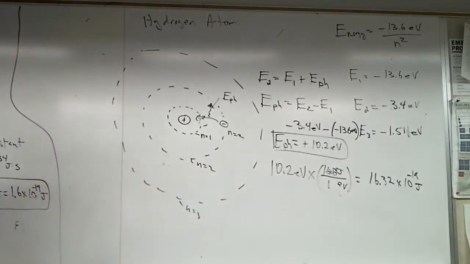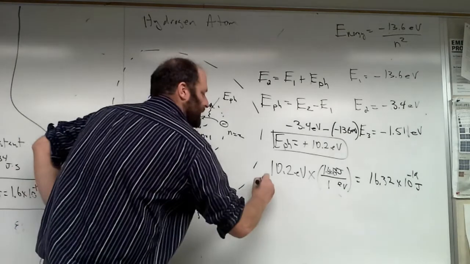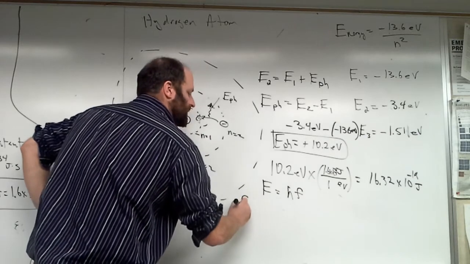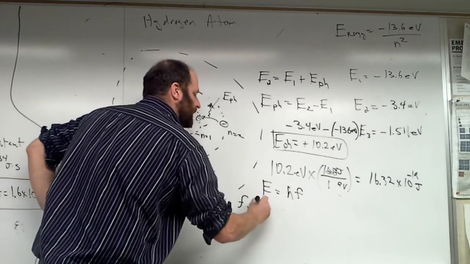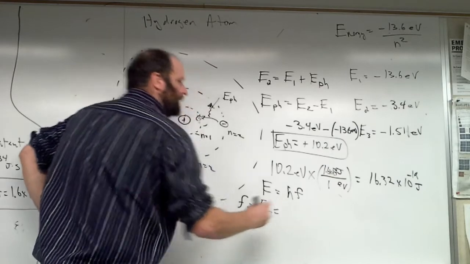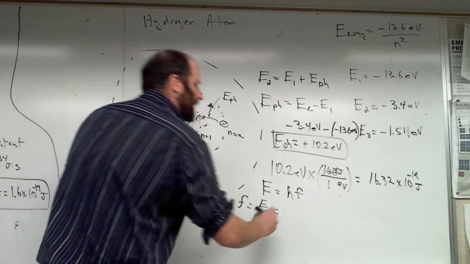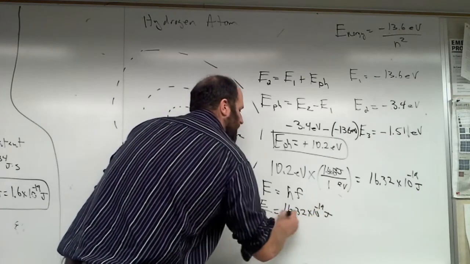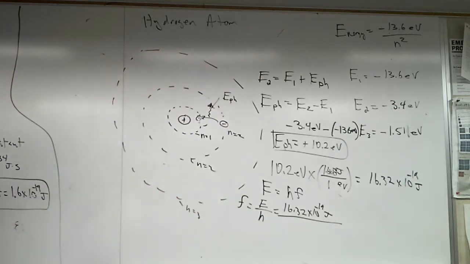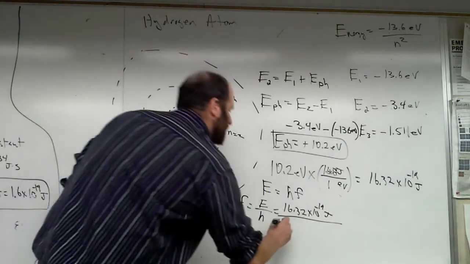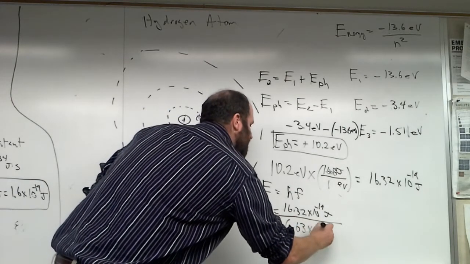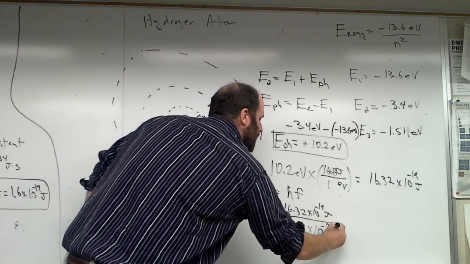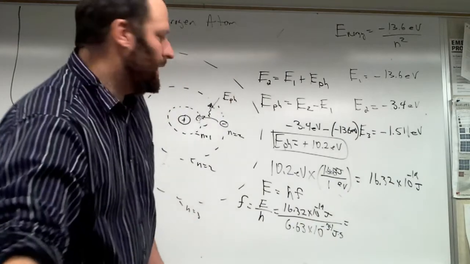Now what I want to do is calculate a frequency, and I can do that using this relationship. The energy of a photon is equal to Planck's constant times the frequency. So the frequency is going to equal the energy divided by Planck's constant. And the energy is what I just calculated: 16.32 times 10 to the minus 19th joules divided by Planck's constant, which is 6.63 times 10 to the negative 34th joule seconds. Let's see what we get out of that.